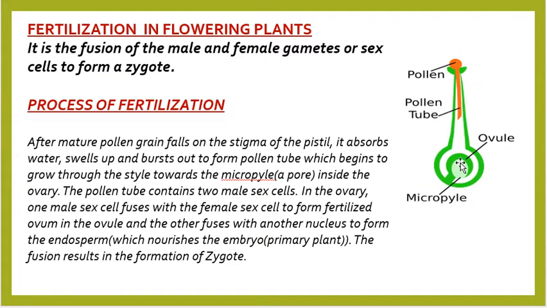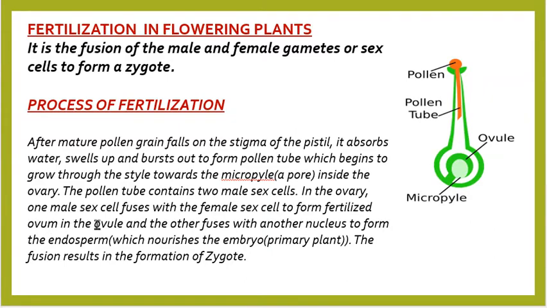At this point, we have two kinds of fusion taking place here. Now we are saying that in the pollen tube, we have two male sex cells. So in the ovary, one male sex cell fuses with the female sex cell, which is found in the ovule, to form the fertilized ovum.